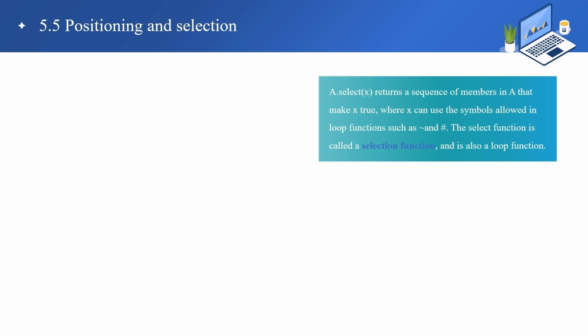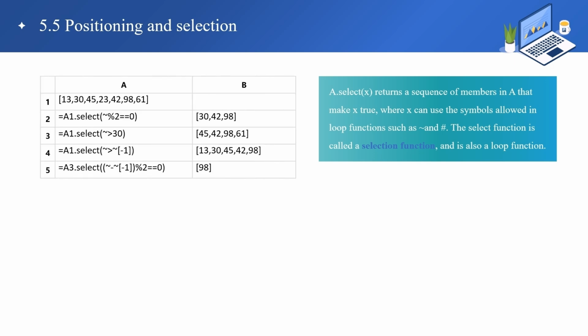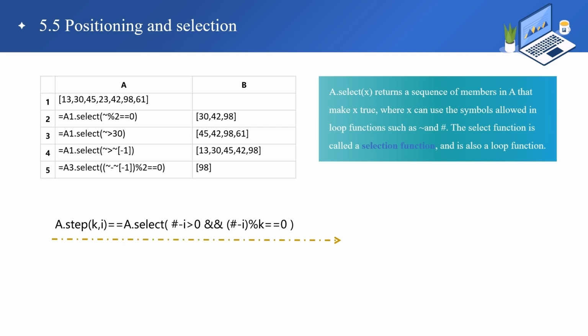The select function is called a selection function, and is also a loop function. The select function is very common. Let's give some examples. The constant sequence of column B is the result of the select function in column A, and A5 is further selected on the basis of A3. In fact, A.step can also be represented by the select function, that is, the sequence number is used as a condition to achieve the result of selection.